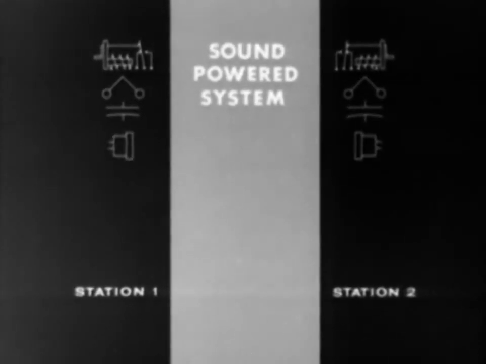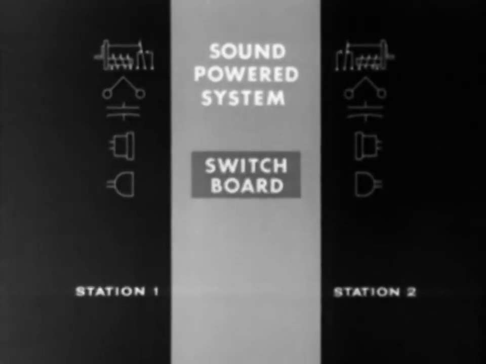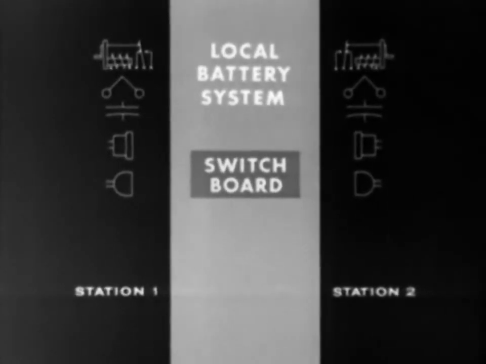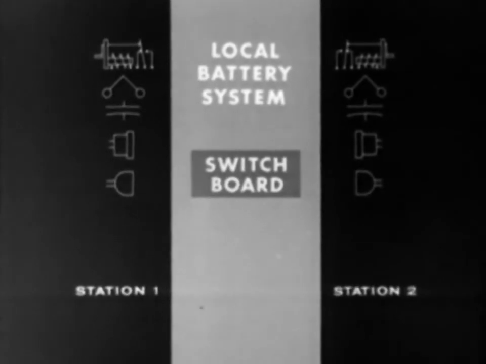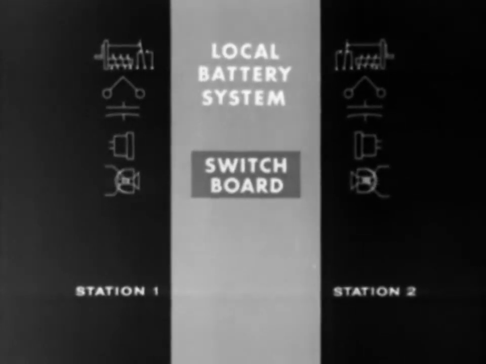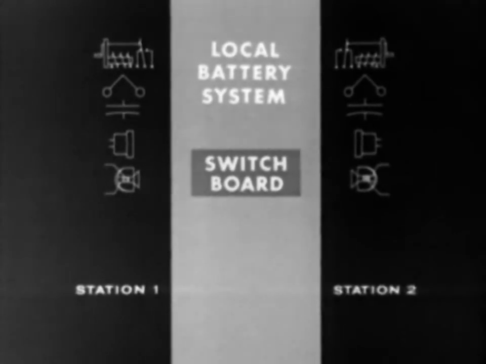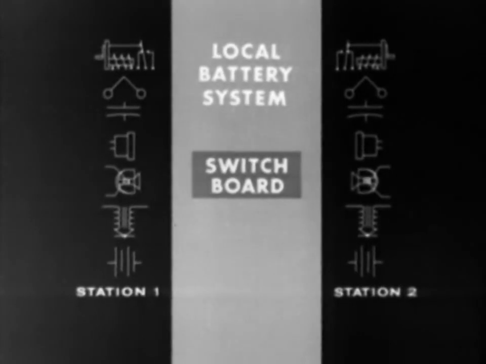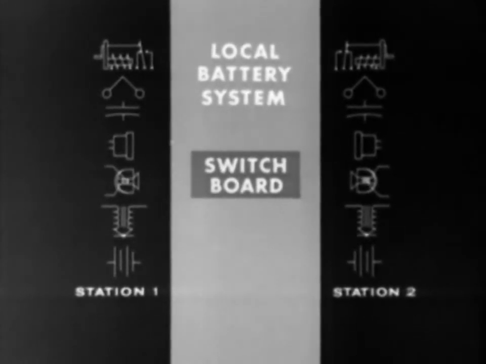Let's review the three basic telephone systems. The sound-powered system uses generators, ringers, capacitors, receivers, and sound-powered transmitters. If necessary, a switchboard can be used to handle many stations. The local battery system uses generators, ringers, capacitors, and receivers, but uses carbon transmitters instead of sound-powered transmitters. In addition, it uses induction coils and draws its energy from batteries at the individual stations. This system, too, may or may not use a switchboard.